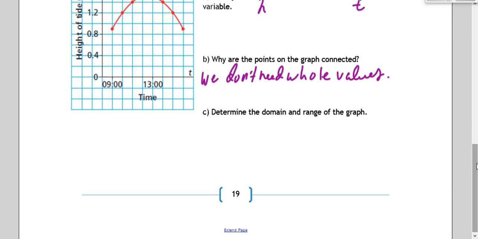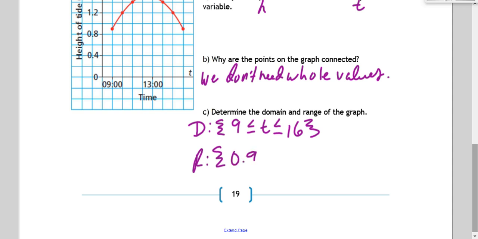The domain of this graph, because the points are connected, we don't have to list them out. So this exists between 9 less than or equal to t less than or equal to 16. The range is 0.9 less than or equal to h less than or equal to 1.5.